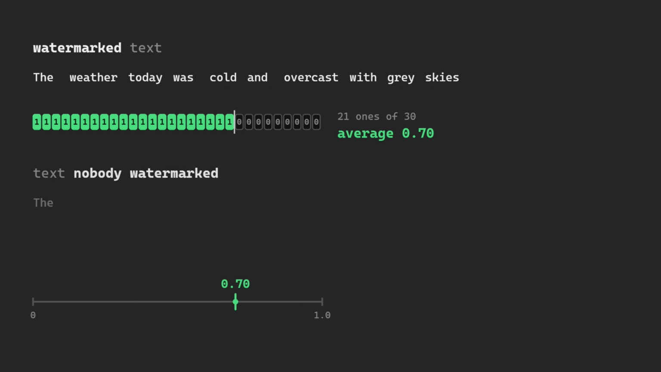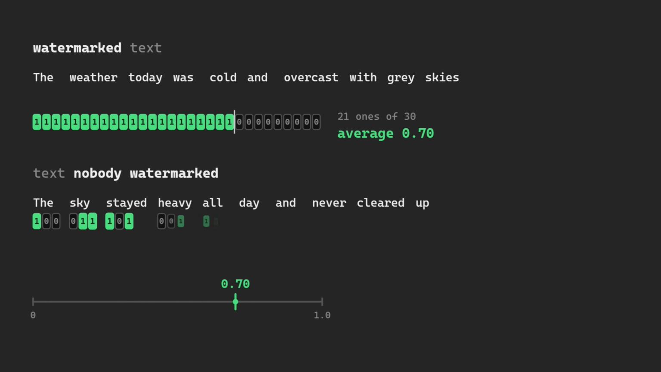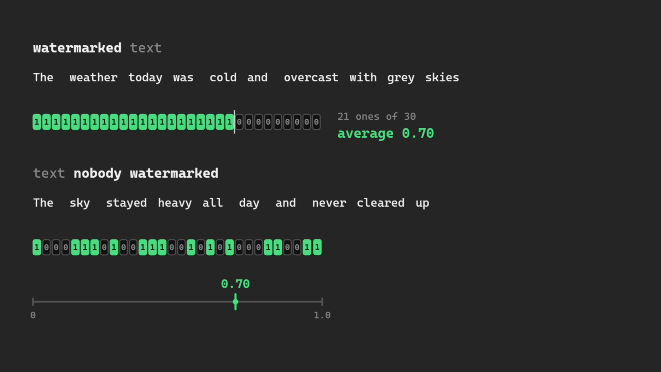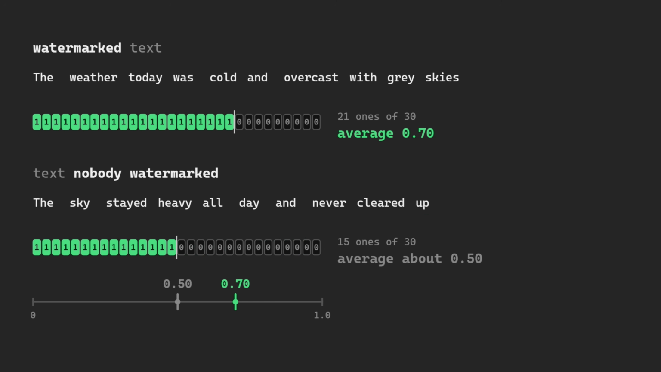For the text that nobody watermarked, there was no tournament, so the code values are completely random, and the number of ones sits at about a half. So this average score is how we detect watermarked text.